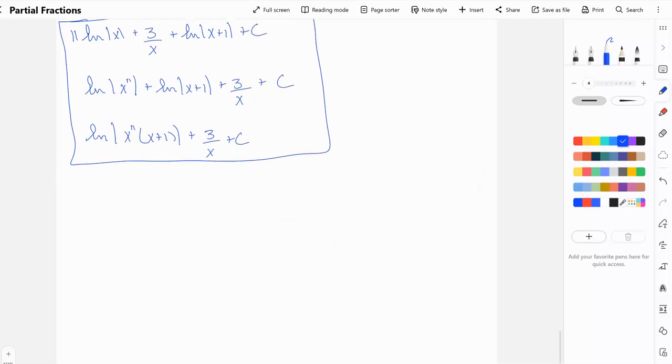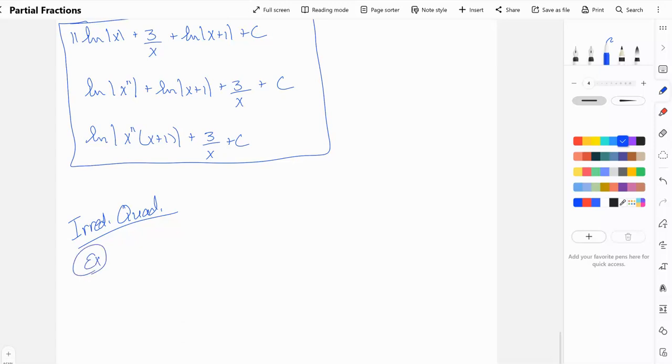So that's the first two cases. Now let's look at case 3, which is an irreducible quadratic. What that means is it's not factoring over the real numbers. So let's say we want to integrate x squared minus 56 over x to the 4th plus 5x squared minus 36.